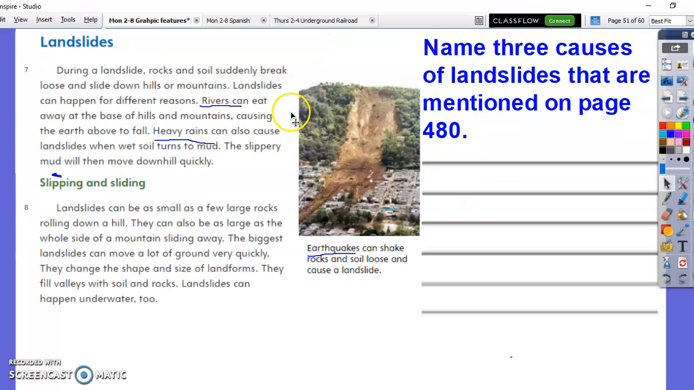We talked about landslides, which can be caused by rivers eroding mountains and hills until they fall apart. Heavy rains can cause landslides. And earthquakes as well can cause landslides, as it says here in this caption of the picture.